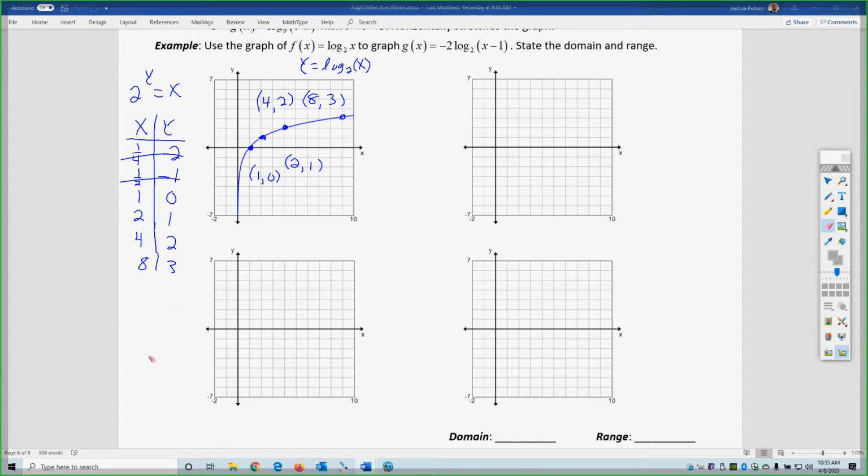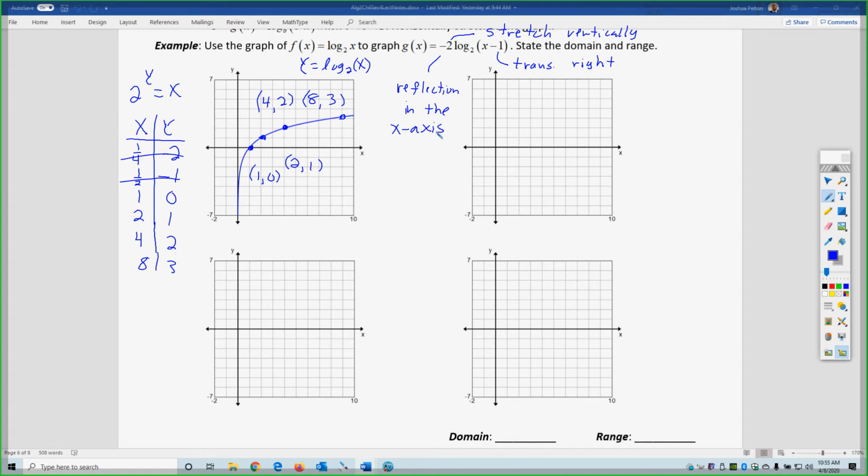So again, we need to follow the order of transformations in all cases here. If I look through what I have, the -1 is a translate right, because it's on the inside, so it's counterintuitive. The 2 is a stretch vertically, because that's on the outside, so it affects y. And we have the negative, which is a reflection. It's on the outside, so it affects y. So if you flip your y value over the x-axis, positive y goes to negative y.